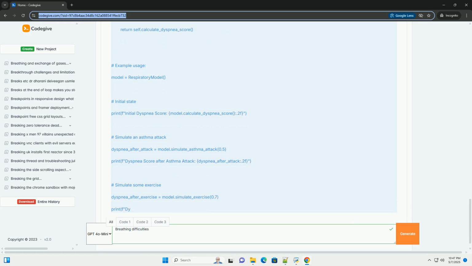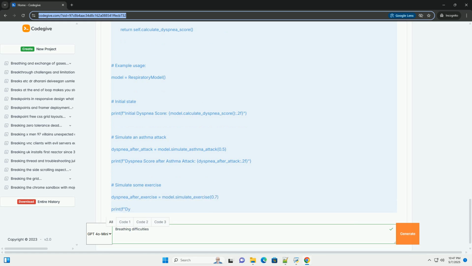3. Calculate dyspnea score. This is a very simplified function that calculates a dyspnea score based on the model's parameters. Higher scores indicate greater perceived breathing difficulty. The formula is arbitrary and designed for illustrative purposes only. 4. Simulate asthma attack simulates an asthma attack by increasing airway resistance. 5. Simulate exercise simulates exercise by increasing ventilation. 6. Visualization: a plot shows how the airway resistance affects the dyspnea score.